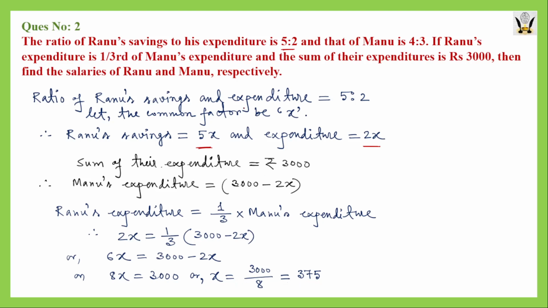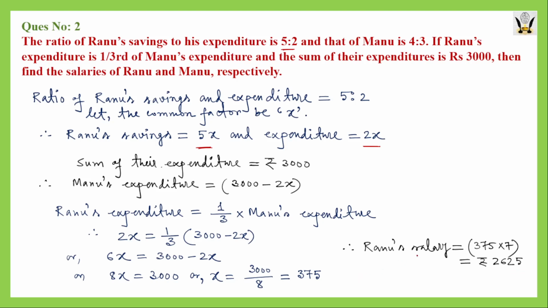That x is the common factor that we assume, and what we need to find is the total salaries of Ranu and Manu. So based on this, Ranu's salary is 5x plus 2x, means 7x. If the value of x is 375, then the total salary of Ranu will be 375 multiplied by 7, so that will be rupees 2625.